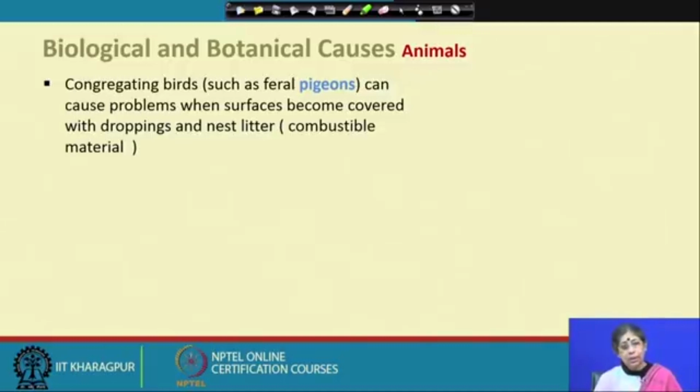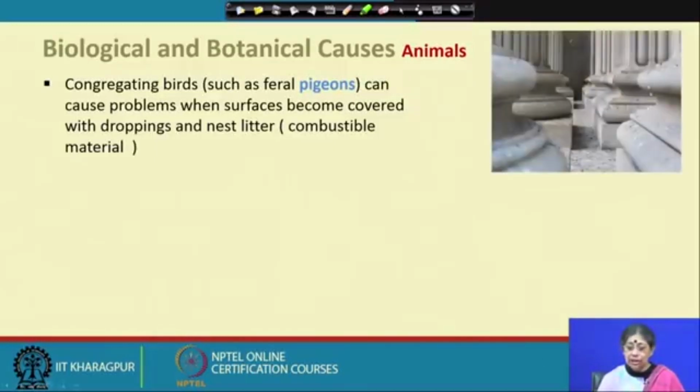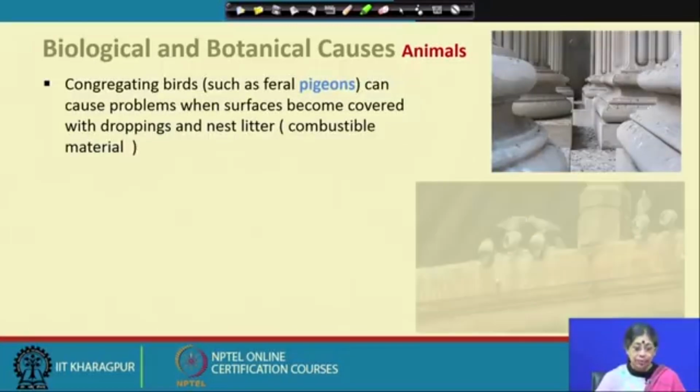Now, birds, especially pigeons, can cause problems when surfaces become covered with their droppings and nest litter, because when they make litter, especially in the corners of the historic structure, they bring certain combustible material. So, that also is very dangerous. As you can see in this picture, the animal and pigeon droppings are really causing a lot of problems. Not only can they be cleaned, but if they stay there longer, as I said, they will cause damage to the fabric itself.